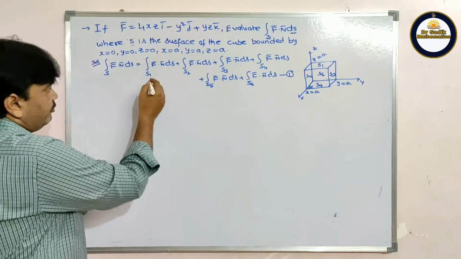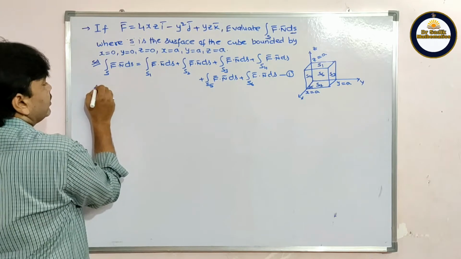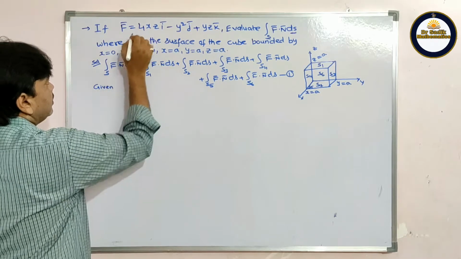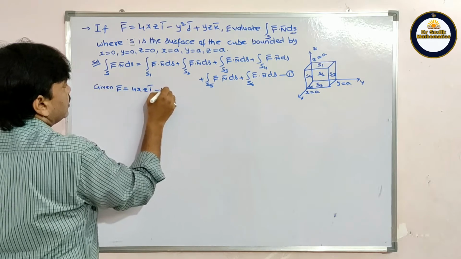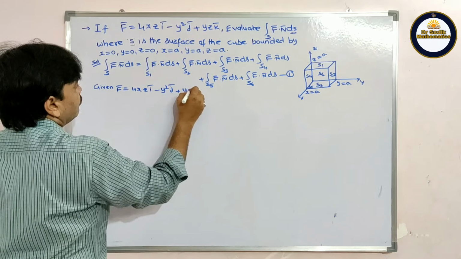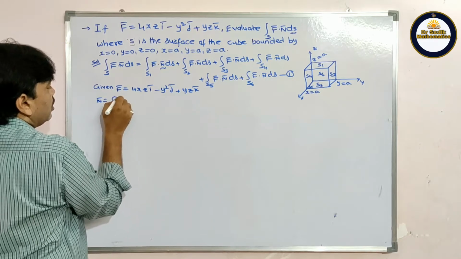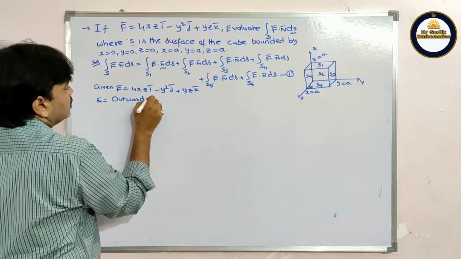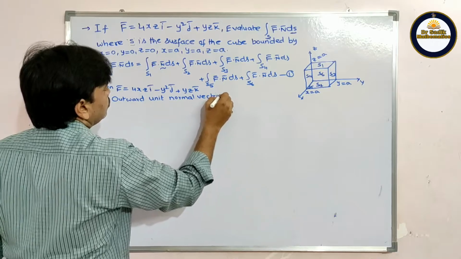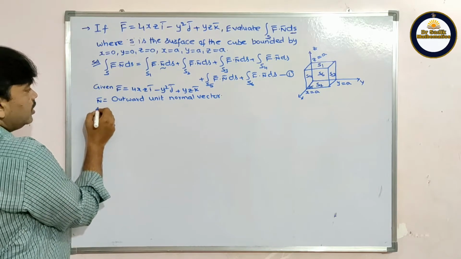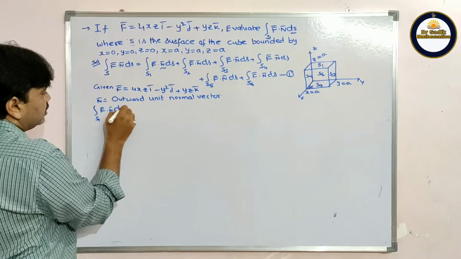Okay friends, before going to find the integral over S1 of f bar dot n bar dS value, write the given data. Given f bar, that is equal to 4xz i minus y square j plus yz k. Okay, what is n bar? n bar is the outward unit normal vector. Now take the integral over S1 of f bar dot n bar dS.